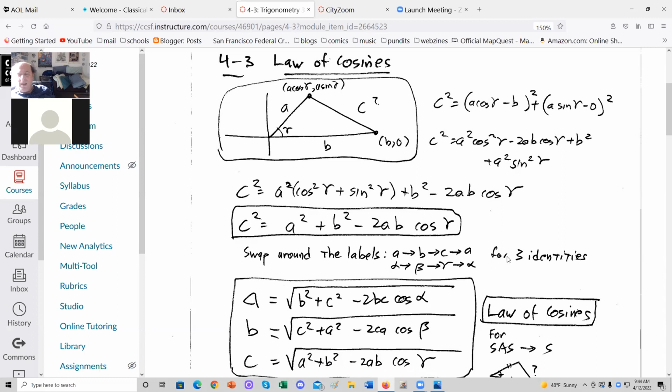Then you can swap around the labels a, b, c, and alpha, beta, gamma. Just swap them over one letter higher, and you get two other identities. Here, a is root b squared plus c squared minus 2bc cos alpha. b equals root c squared plus a squared minus 2ac cos beta. These three laws are the law of cosines.